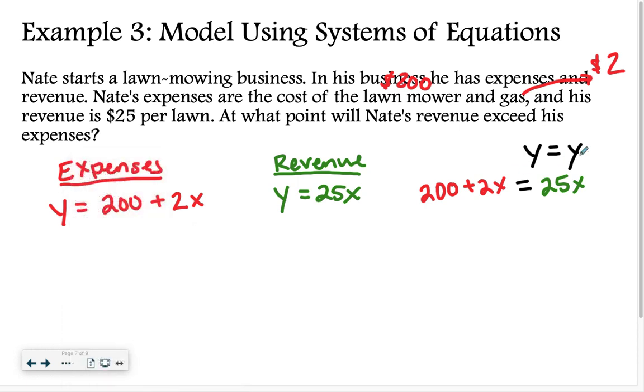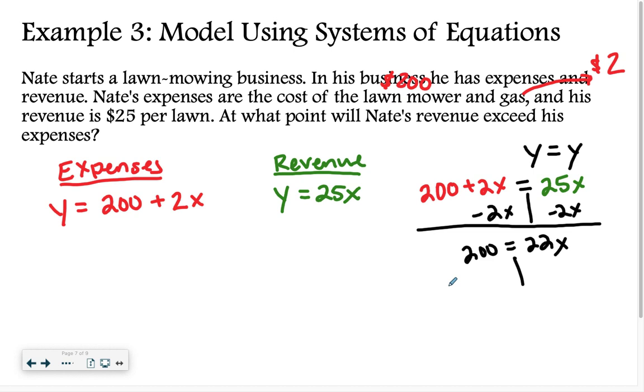So I'm going to go back to a new color. All right, so now I see 200 plus 2x equals 25x. So I'm going to combine my like terms. I'm going to say 200 equals 22x, and then I just need to divide both sides by 22. So I get divide by 22, divide by 22, and I am left with 9.1 equals x. So I know that they will be equal at about just over 9 lawns.